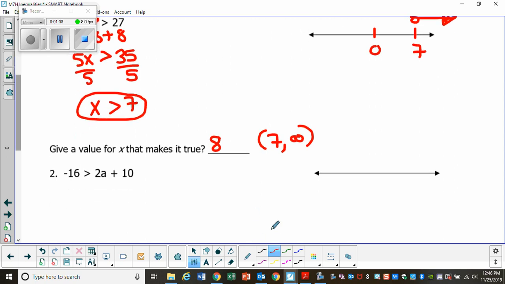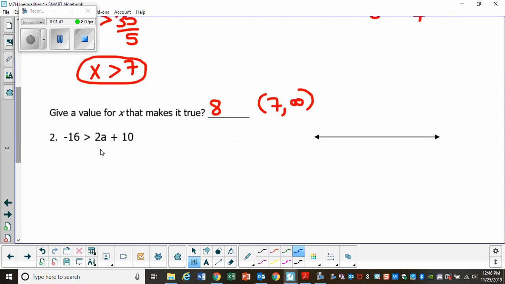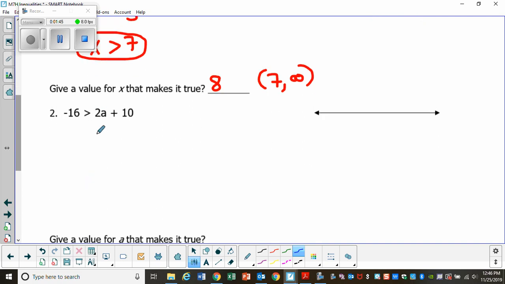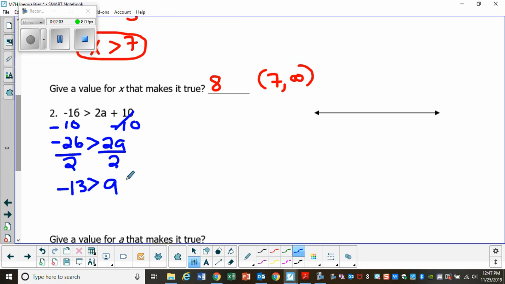The next question says, negative 16 is greater than 2a plus 10. So again, we're going to do inverse operations. So we're going to get rid of the constant by subtracting 10. Those go away. And negative 16 minus 10 is negative 26 is greater than 2a. We're going to divide each side by 2. And we're going to get negative 13 is greater than a. Again, we did not flip because the coefficient's not negative.